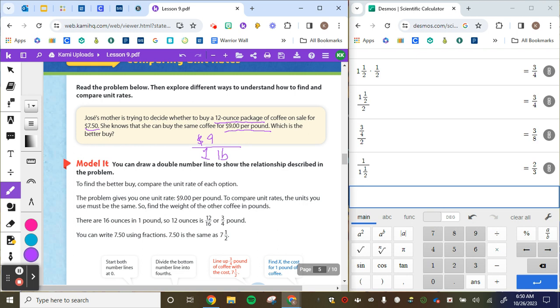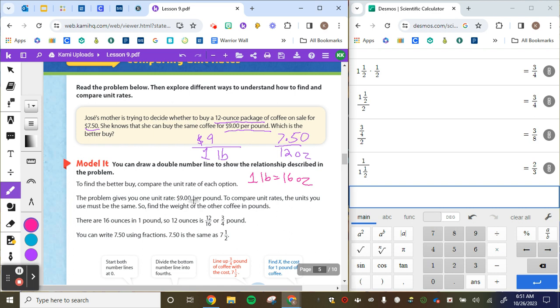So she has to figure out the 12 ounces. How much is it going to be if it's $7.50 for 12 ounces? She wants to figure out how much that will be for 1 pound. So this is tricky because we cannot have pounds and ounces. So the first thing that we're going to have to do is convert ounces into pounds. They did that work right here in the model it, but I'm going to work through it a little bit so that you can see how to do that. You should know, hopefully, that 1 pound is the same thing as 16 ounces.